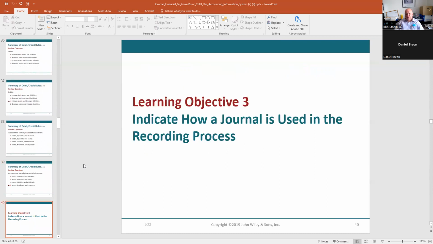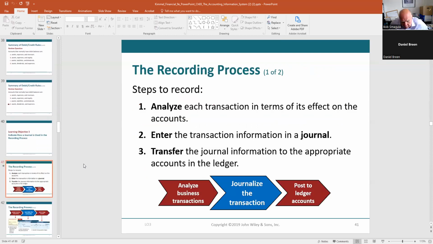Now we're going to talk about using a journal entry. This is how we move the numbers into our general ledger. And remember, we started off with that long pair of arrows. Now we're getting into the second part, journalizing the transaction. We did the analysis already. We analyze each transaction in terms of its effect on the accounts, and then we enter that information into a journal. General journal, it might be called, or journal entries.